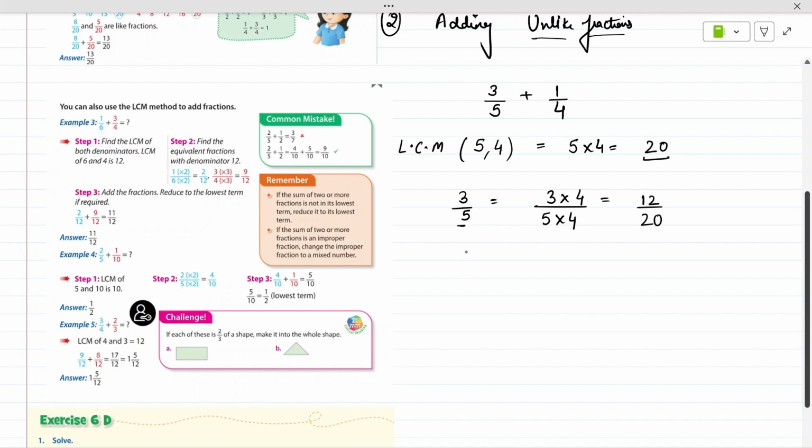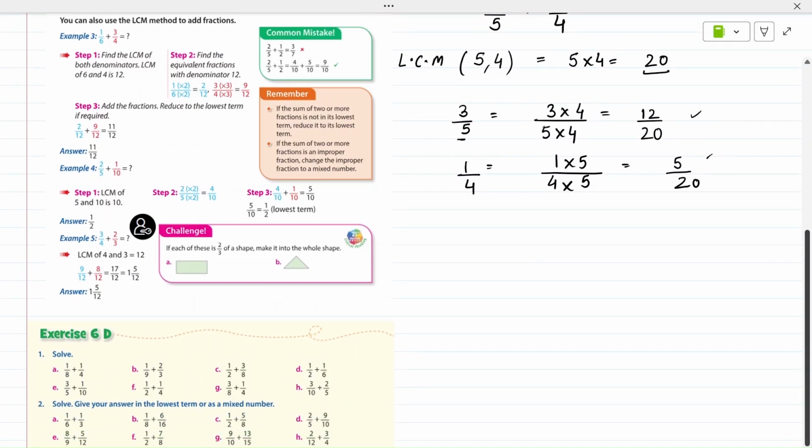Next fraction, we have 1 by 4. So now kids, when I change this, in the denominator we have to multiply with 5 and in the numerator also we will multiply with 5. So this will become 5 by 20. So now what we have here is two like fractions which we have to add. So let us write them. 12 by 20 plus 5 by 20.